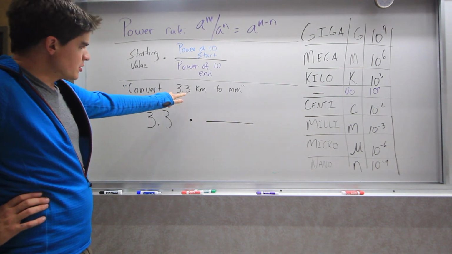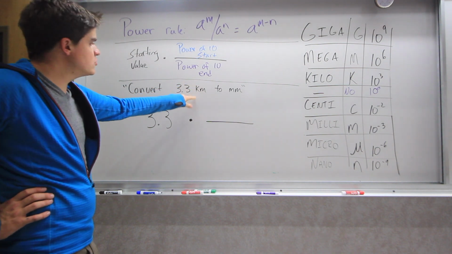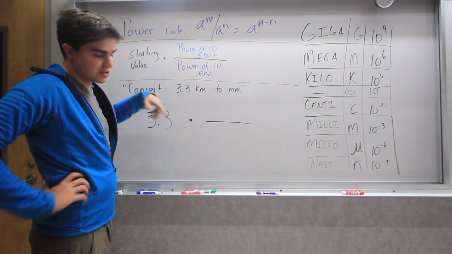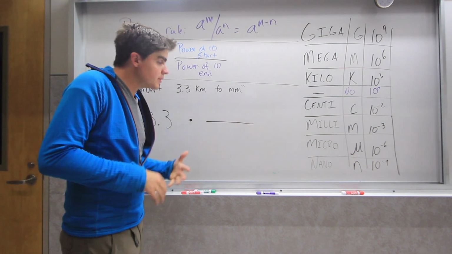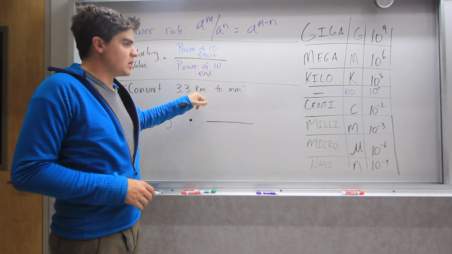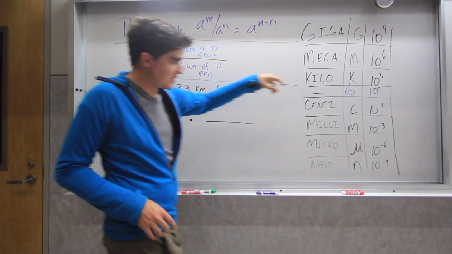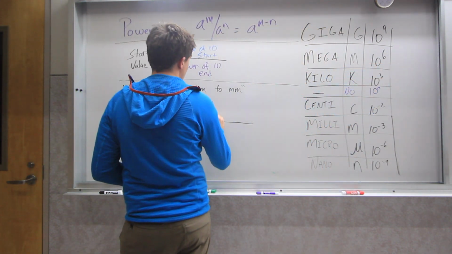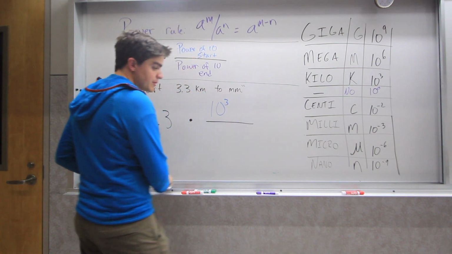Okay, the number is attached to a unit, and the unit the number is attached to always will end up on top. That's why I call it the starting value. It's where I'm trying to convert from. So my starting value here is kilometers. So what I'm going to do is I see K. Ooh, I know K, that's kilo, 10 to the third, right? I'm going to take that 10 to the third that I know, and I'm going to write it on top.